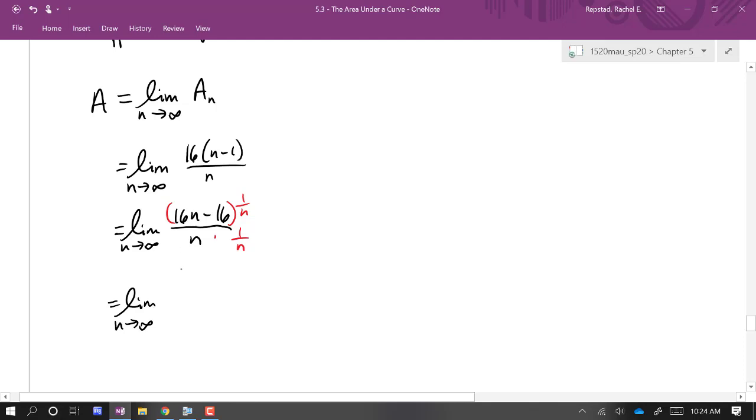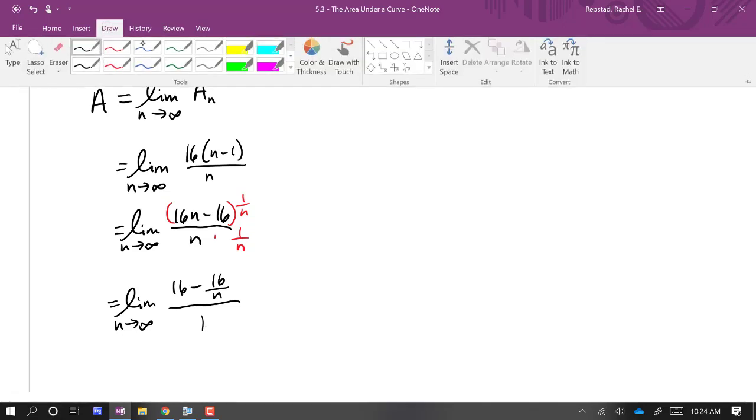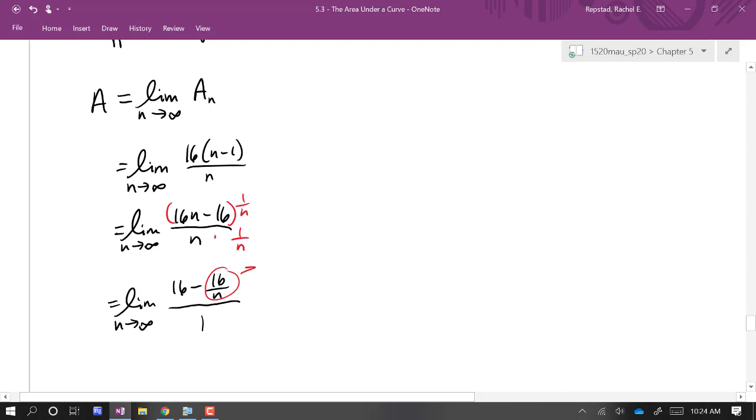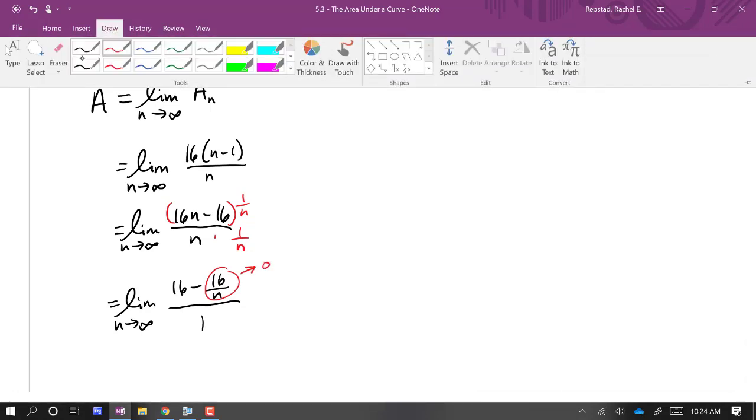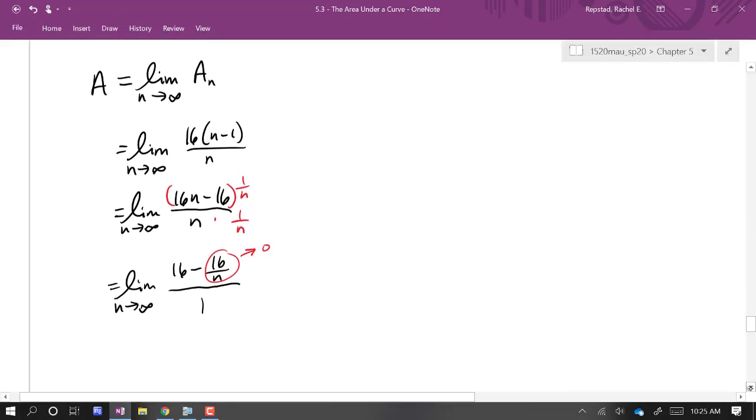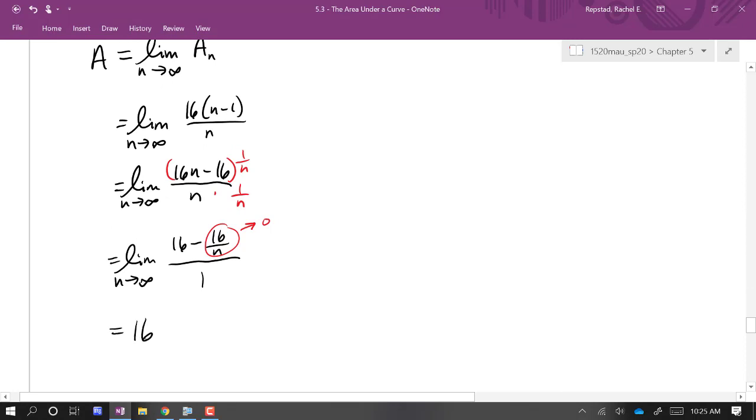And that is, when we distribute up top, 16 minus 16 over n. And on the bottom we just get 1. Now as n approaches infinity, 16 over n approaches 0, and this whole thing just ends up being 16. There's our exact area.